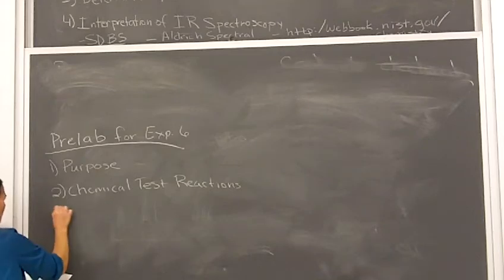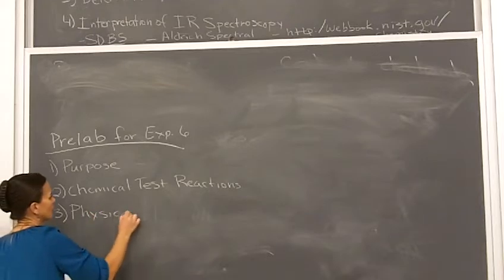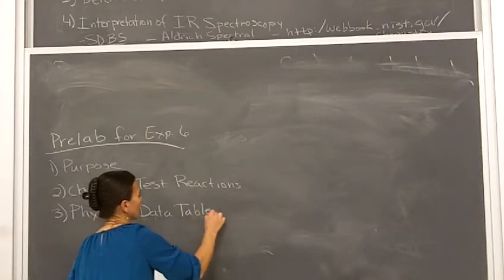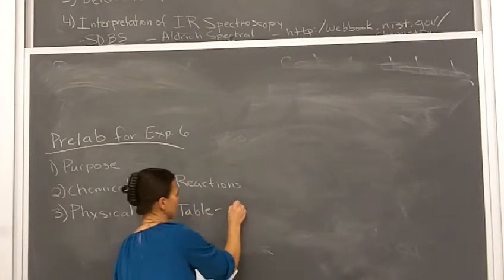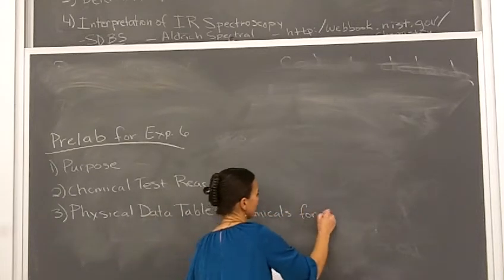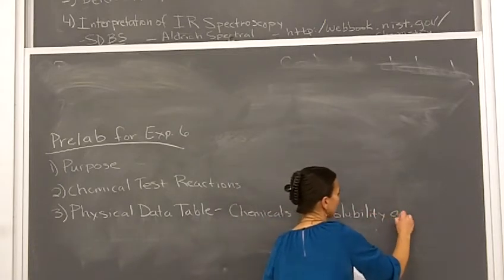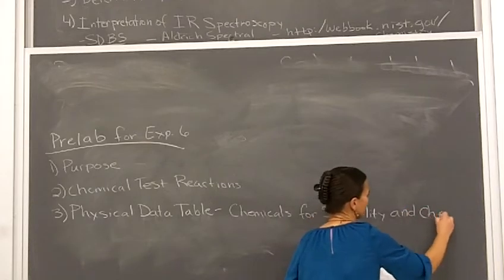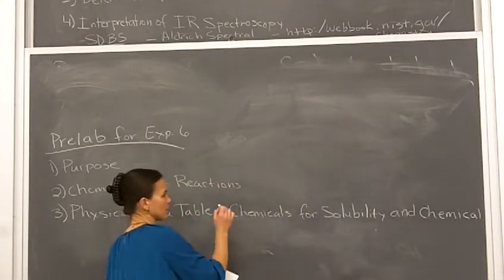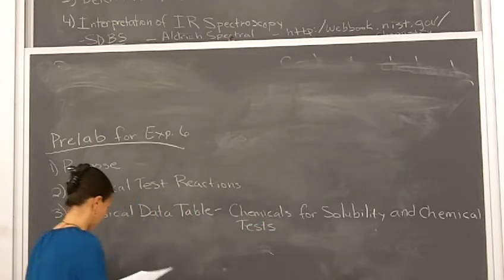You'll need your physical data table, okay? What you need in there is the chemicals for solubility tests and the chemical tests. Okay, that is what's going in your physical data table. So there's not a list of unknowns that you're going to put in there. It's the chemicals that would be used for solubility and chemical tests, and that information.